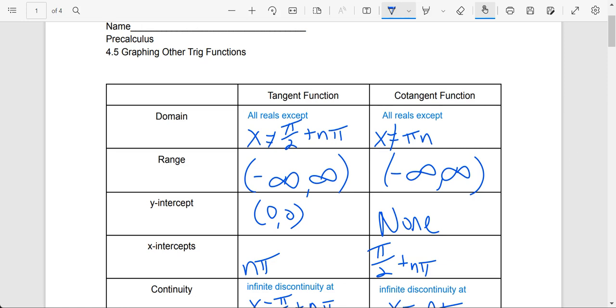4.5, graphing other trig functions. So previous section you learned about sine and cosine. This section is about tangent, cotangent, secant, and cosecant. We'll start with tangent and cotangent first.